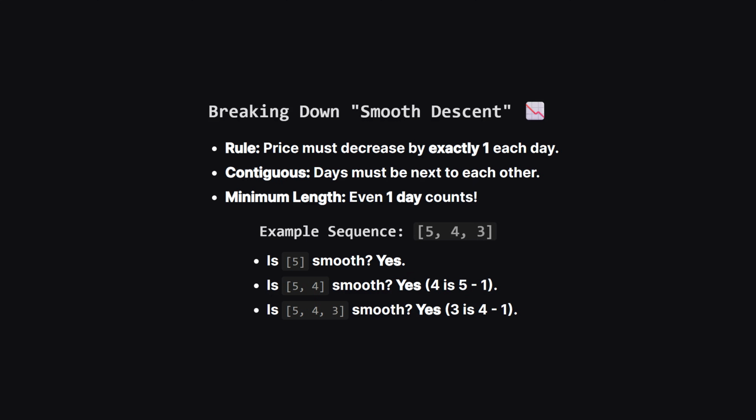Let's clarify this definition because it's the key to the whole solution. A smooth descent implies a strict, step-by-step drop. We aren't looking for just any decrease. It has to be exactly -1 each time. Also, remember that a single day is always a valid period. So if we have a sequence like 5, 4, 3, the list containing just 5 is valid. The list 5, 4 is valid. And the list 5, 4, 3 is valid. We need to find the total count of all such valid subarrays in our entire price history.